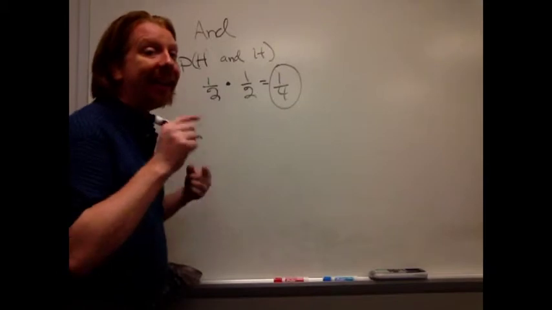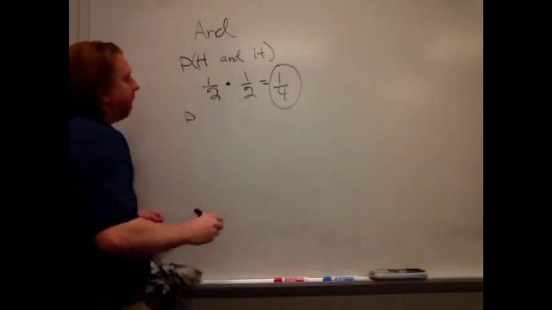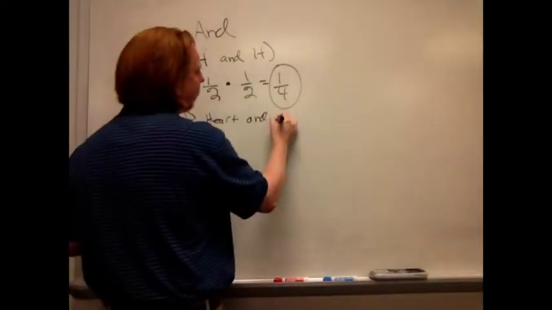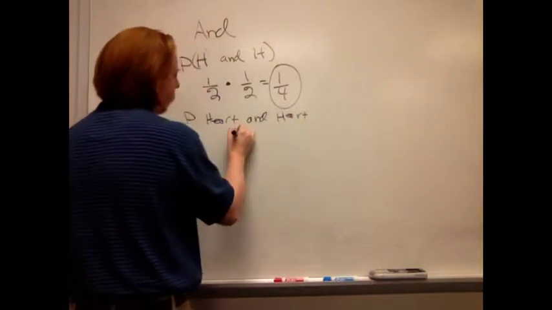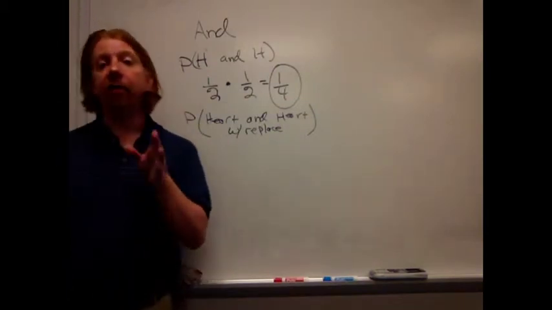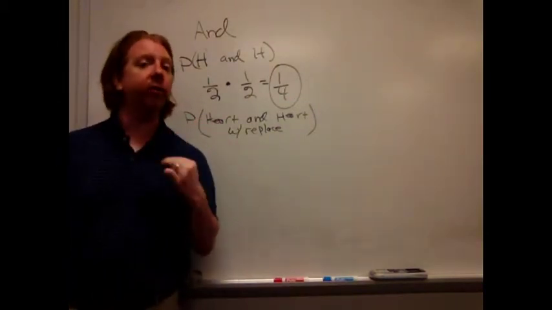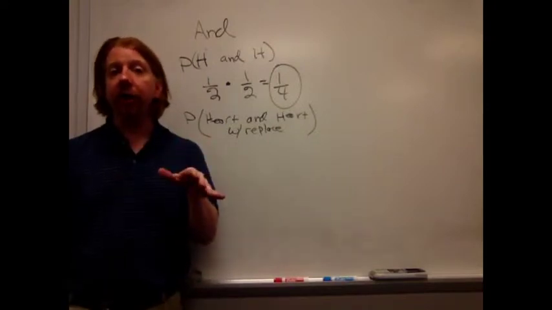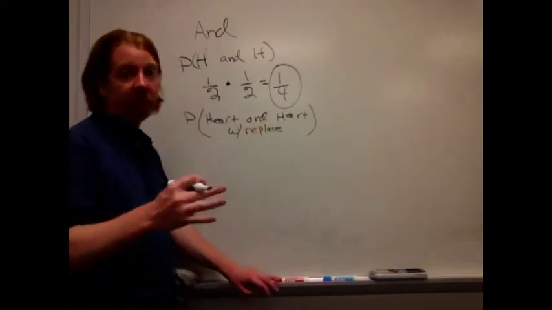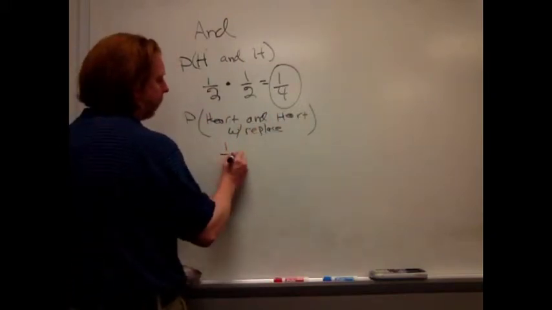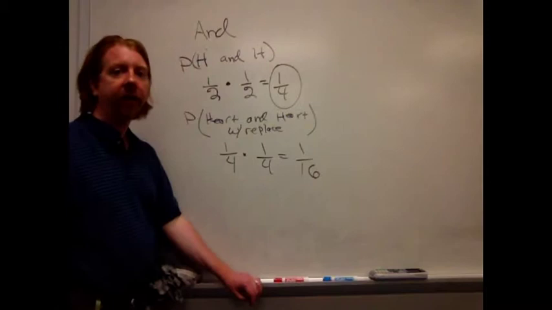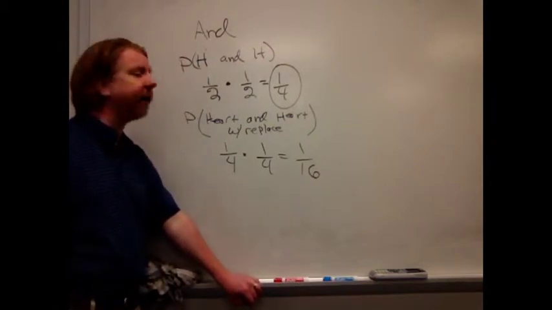Let's do another one of these independent events. Probability of drawing out a heart and a heart with replacement. Now again, I have to specify that I'm replacing the card when I draw it out of the deck, because otherwise I create dependent events and those are different. So if I'm going to be replacing the card, this then becomes 1 in 4 times 1 in 4, or 1 in 16. Probability is not really very high in this case.